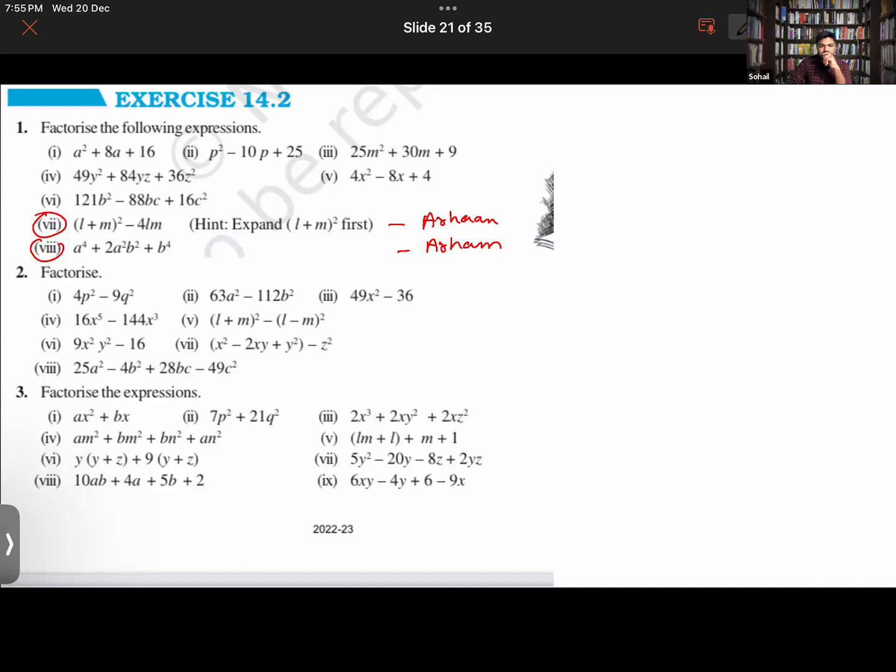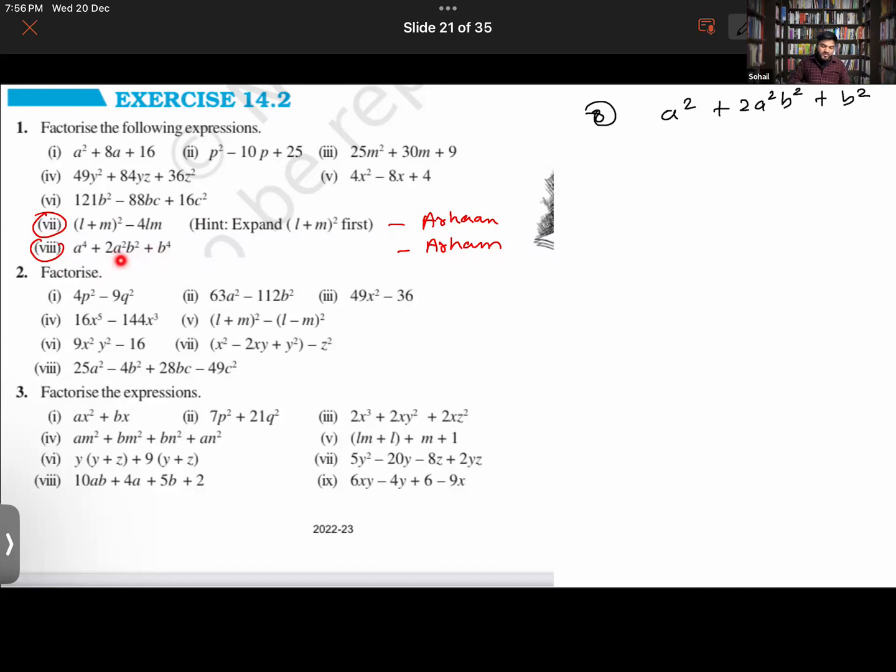Sir, is my answer a square plus 2a square b square plus b square? You're solving question number 8. What value are you getting? A square plus 2a square b square plus b square. Okay, after simplification, you will be getting this value. But later on, you will be solving it using the identity here.